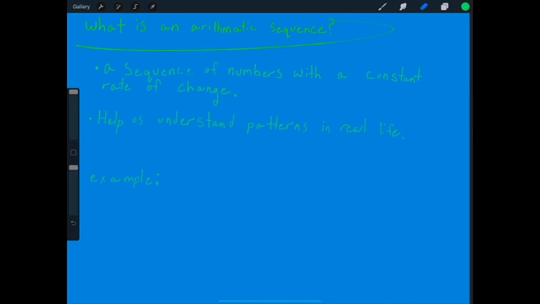So today I am going to be talking about arithmetic sequences. But before I can do that, we've really got to learn what an arithmetic sequence even is. A widely used definition that's pretty simple is that an arithmetic sequence is simply a sequence of numbers with a constant rate of change. And now I can give us an example to better understand this.